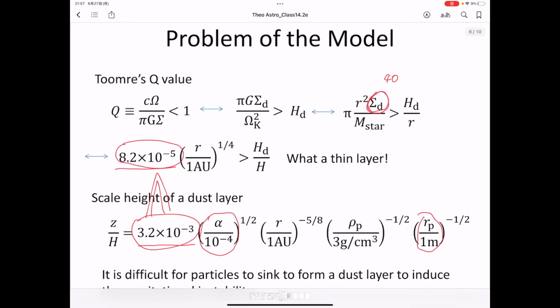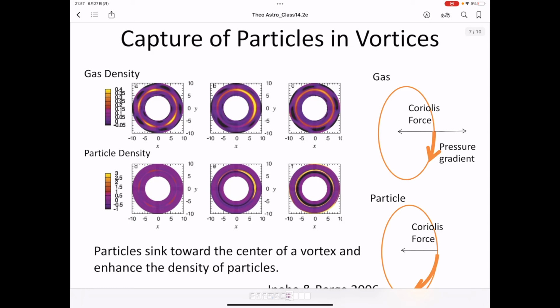We consider such a mechanism, the Rossby wave instabilities. Rossby wave instabilities produce some long-lived anticyclones in a disk. Solid particles might accumulate at the center of the anticyclones, increasing the density by a factor of 10. So we could find a mechanism to increase the surface density of solid particles at the center of the anticyclones, but it's still difficult to increase the density of the solid particles by a factor of 40.